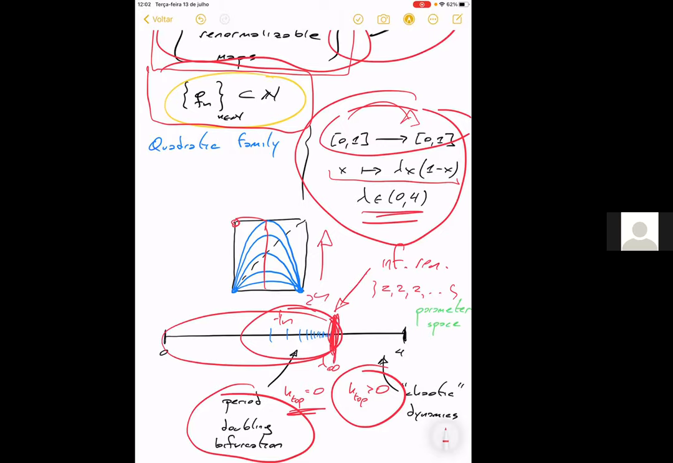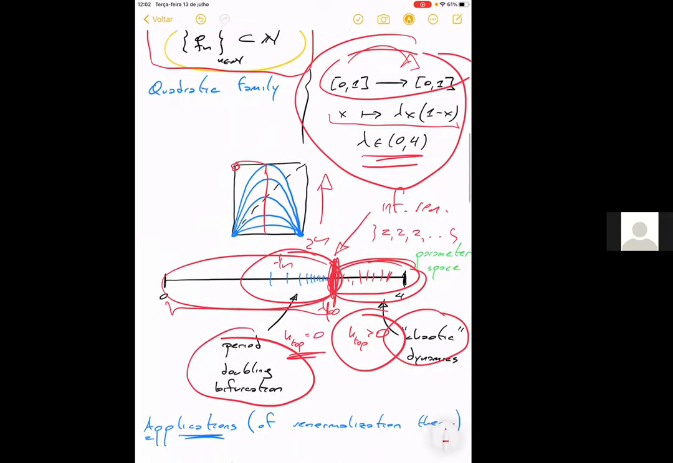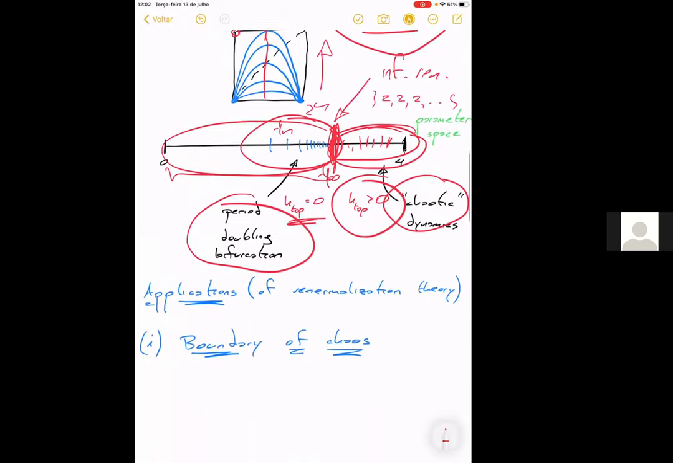And then here is where the chaotic dynamics belong. So here, as I was saying, you always have zero topological entropy. To the right, you always have positive entropy. And you will see here very complicated behavior intertwined, and I will try to explain this a little bit. I'm presenting this as an application of renormalization theory because you have the topological picture, and to understand a lot of specific phenomena, renormalization theory is quite important. So let me say, the first one is what I was saying, the boundary of chaos.